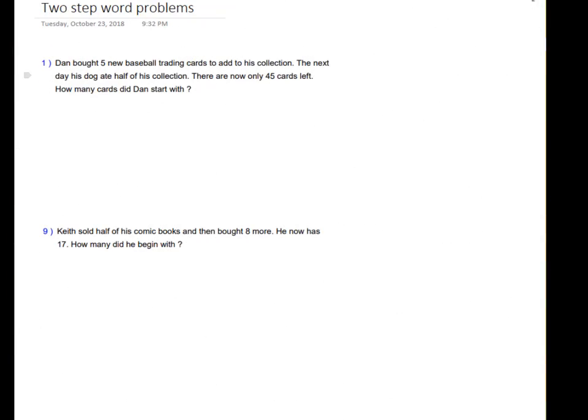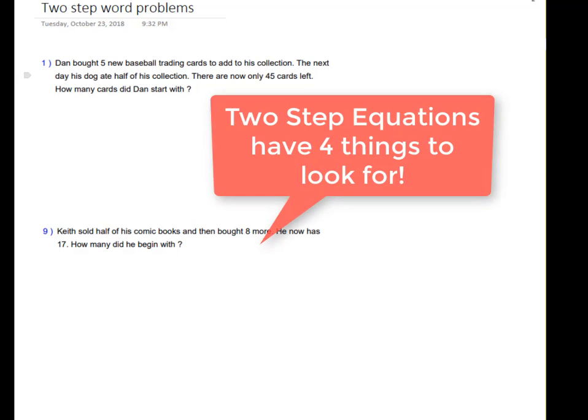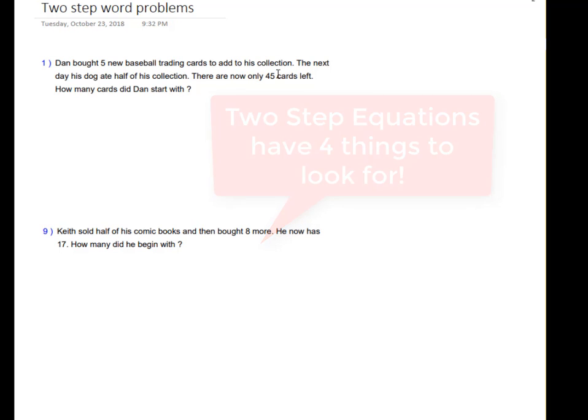Hey guys, Mr. Turner once again, doing two-step word problems. Again, one thing we want to remember is when we did the one-step word problems, we looked for three things inside the equation. It always helps to try to find out what we have and what we know first. So let's look at this.